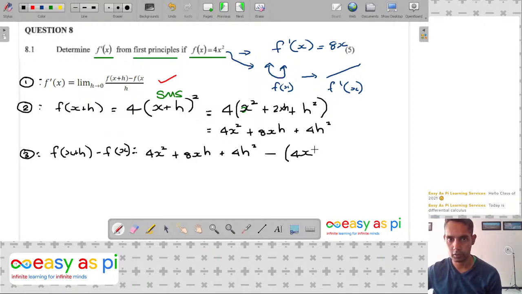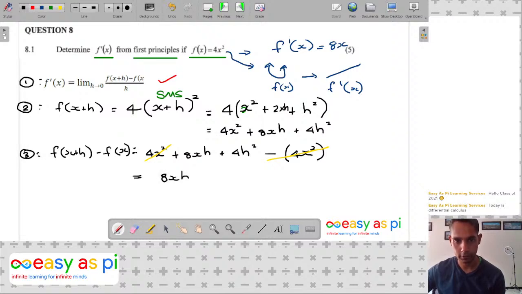4x squared. And of course, if I simplify this, if I bring this negative in, this becomes negative 4x squared. And what you'll notice is that this 4x squared and that 4x squared then cancel. And then what am I left with? Well, I'm then left with 8xh plus 4h squared. And then I'm going to factorize this.